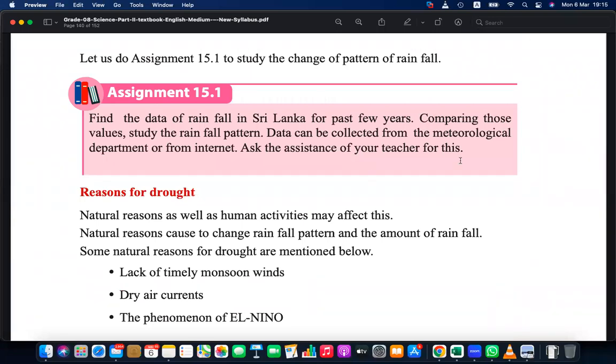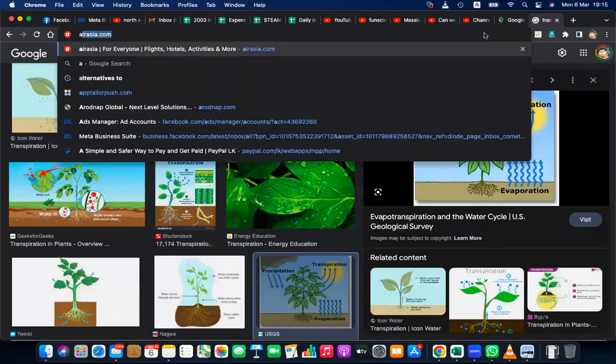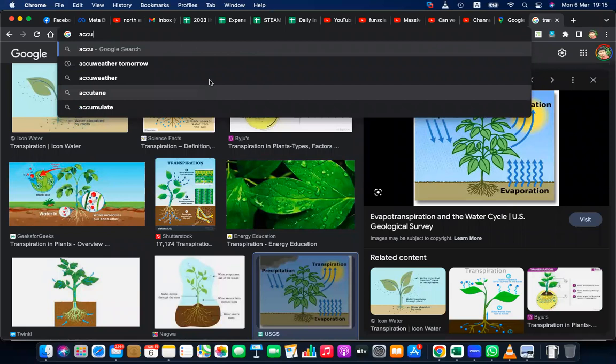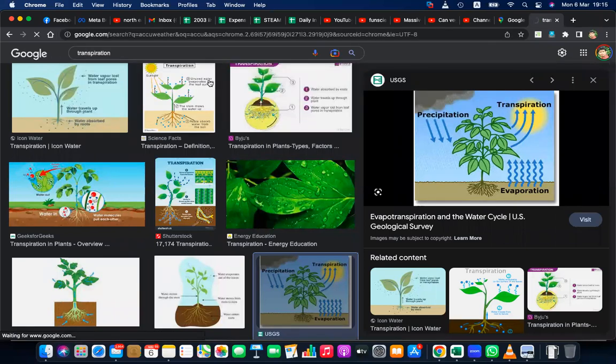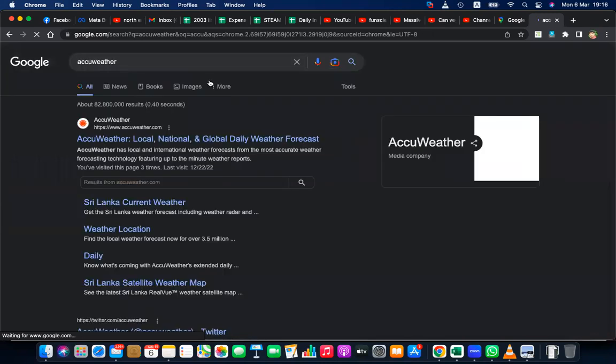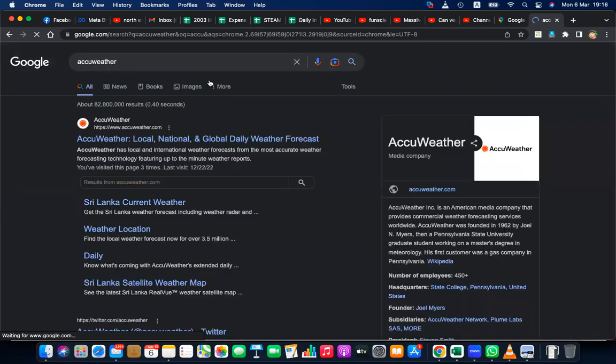So you are asked to find details about rainfall, annual rainfall. These details are available nowadays, available online. No need to contact the meteorological department, because you can just get it from the internet. And if you go to accuweather.com, mostly these details are available. Even prediction is possible. Weather prediction is done using that, and the previous data also can be collected through this.